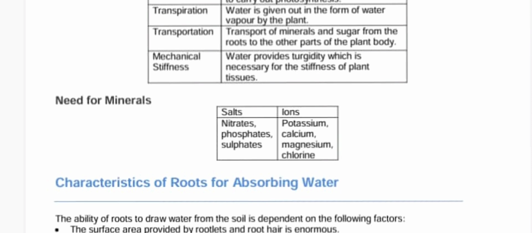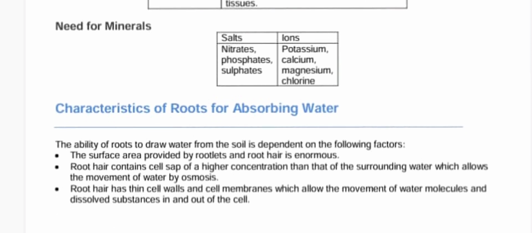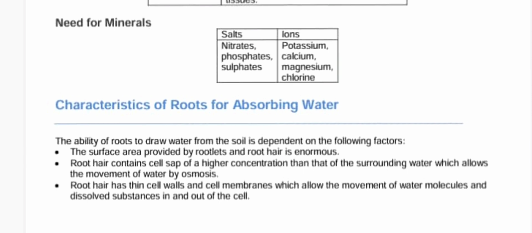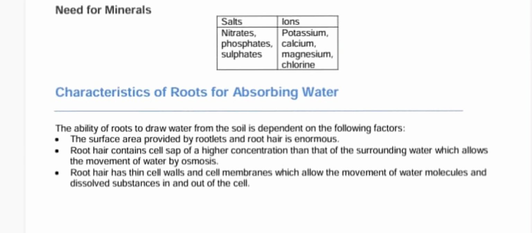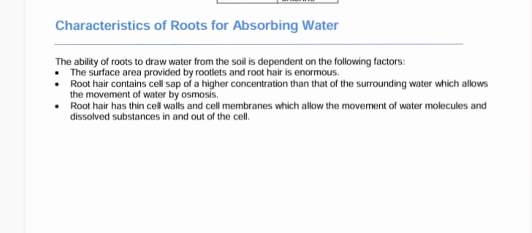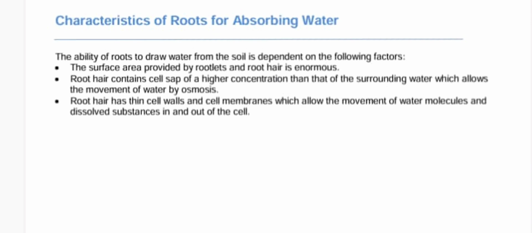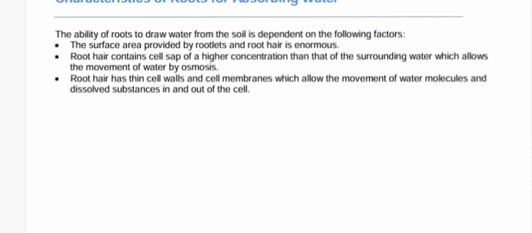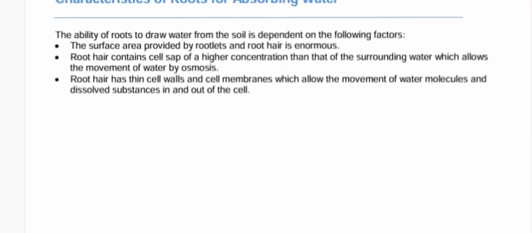So now the need of minerals. The minerals needed are nitrate, phosphate, sulfate, potassium, calcium, magnesium and chlorine. Characteristics of roots for absorption: the surface area provided by the roots and the root hair is enormous. Root hairs contain cell sap of higher concentration than the surrounding. Root hairs have a cell membrane which allows the movement of water molecules and dissolved substances in it.